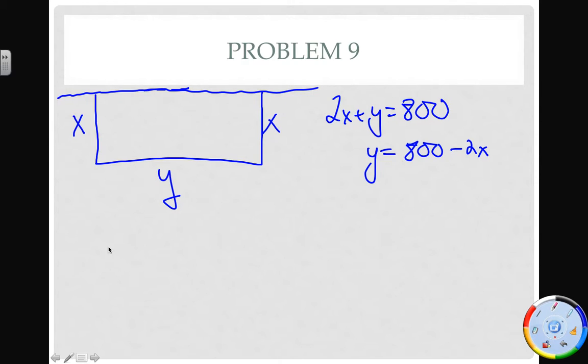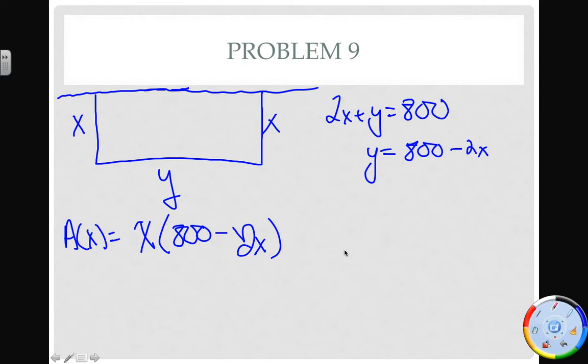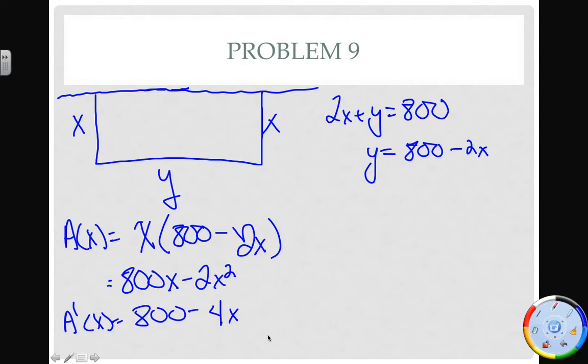Again, we just go straight forward to writing an area problem using only x values. So area is just x times 800 minus 2x. And I could find the derivative of it straight away or just get the quadratic here so it's a little bit easier. 800x minus 2x squared. Therefore, a prime of x is 800 minus 4x. I set that equal to 0. And therefore, x is 200.